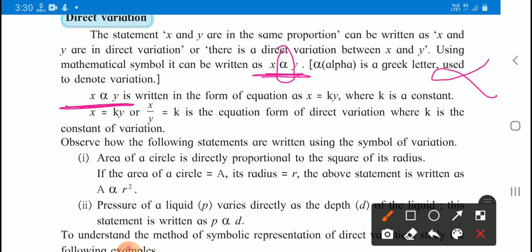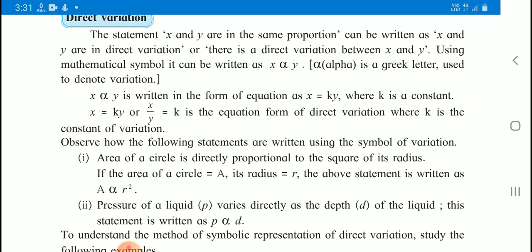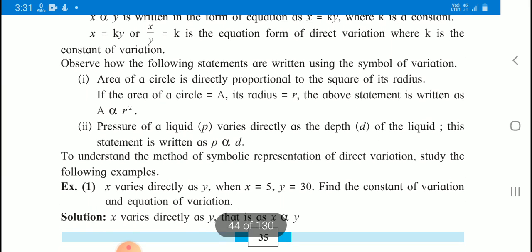Now look, x directly proportional to y is written in the form of an equation as x is equal to ky, where k is a constant, or x upon y is equal to k. Here x upon y is equal to k is known as the equation of direct variation, and k is the constant. Okay, now observe how the following statements are written using the symbol of variation.